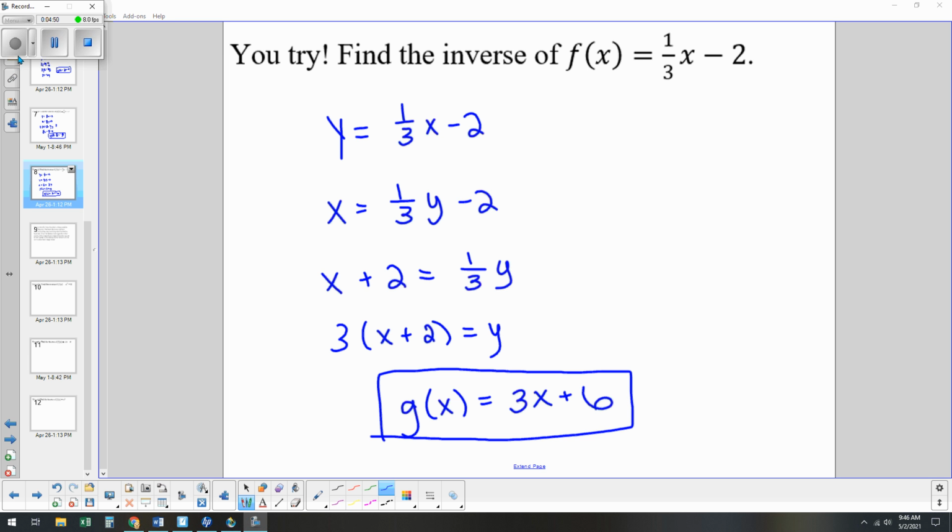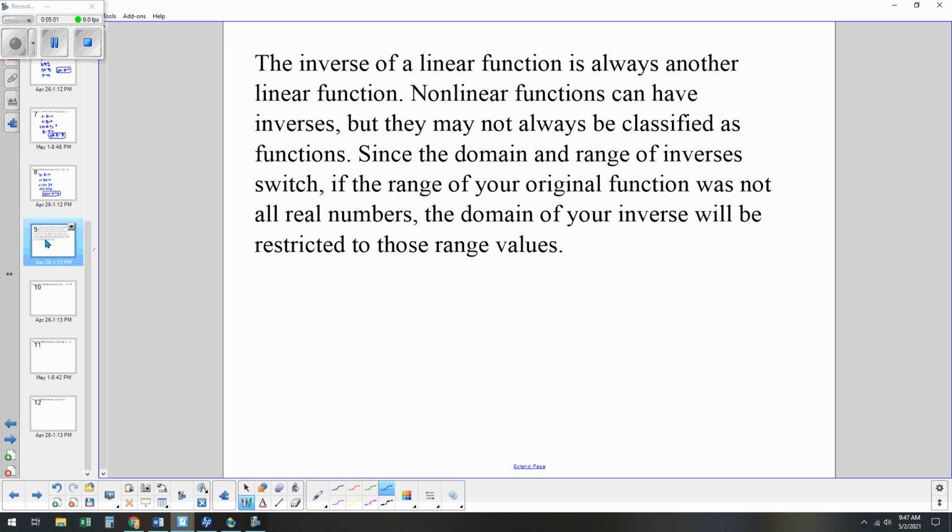All right, so here the inverse of f of x equals 1/3 x minus 2 is g of x equals 3x plus 6. So far, all we've done are linear functions. So the inverse of a linear function is always another linear function, but nonlinear functions can have inverses as well, but the inverse may not be classified as a function.